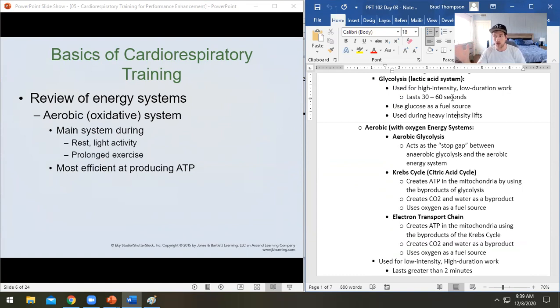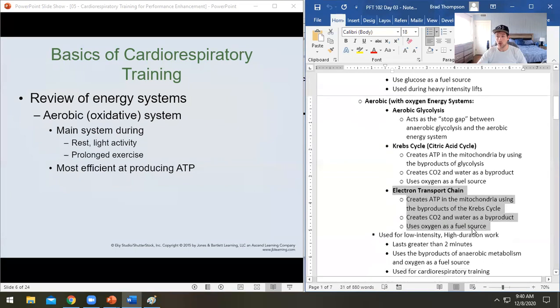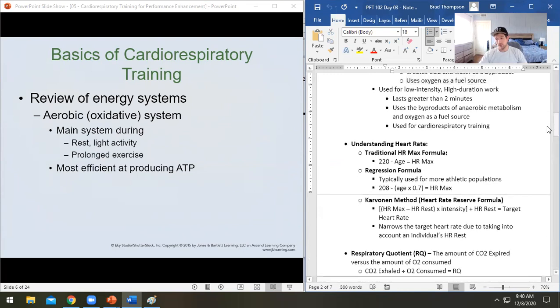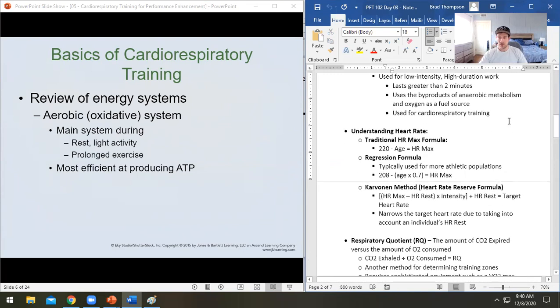That's way, way more. And that's why during long duration work, which even includes you sitting right now, you're in the aerobic energy system because you've been up and awake for greater than 2 minutes today. So you're in this electron transport chain producing lots and lots of ATP using oxygen. And that's why we continue to breathe every single day, all day long. Now, that's great for producing lots of ATP, but it's not so great for being able to lift really heavy.